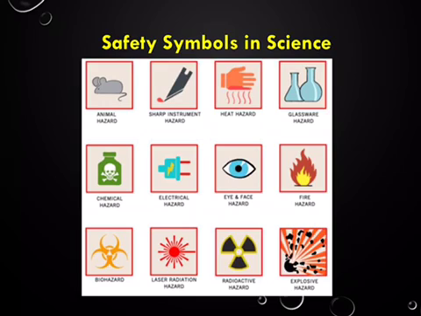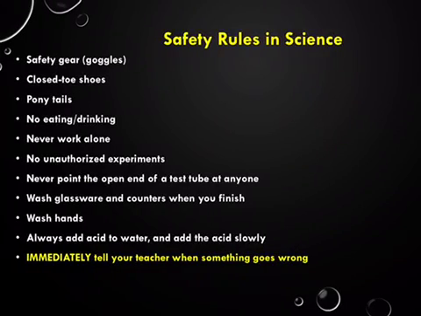Lastly, we need to be safe in science. You will see an assortment of safety symbols as you go through, and you can take a look at those. And then some basic safety rules. You need to wear goggles when you're told to, closed-toed shoes, have your long hair tied up, don't eat or drink in the lab, don't work alone, no unauthorized experiments, never point the open end of a test tube at anyone, make sure you wash the glassware and counters when you finish, make sure you wash your hands, always add acid to water, and then add the acid slowly.